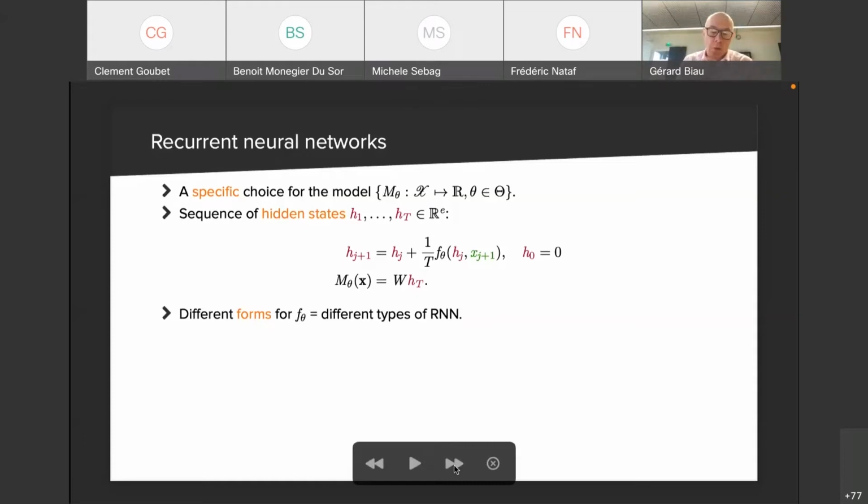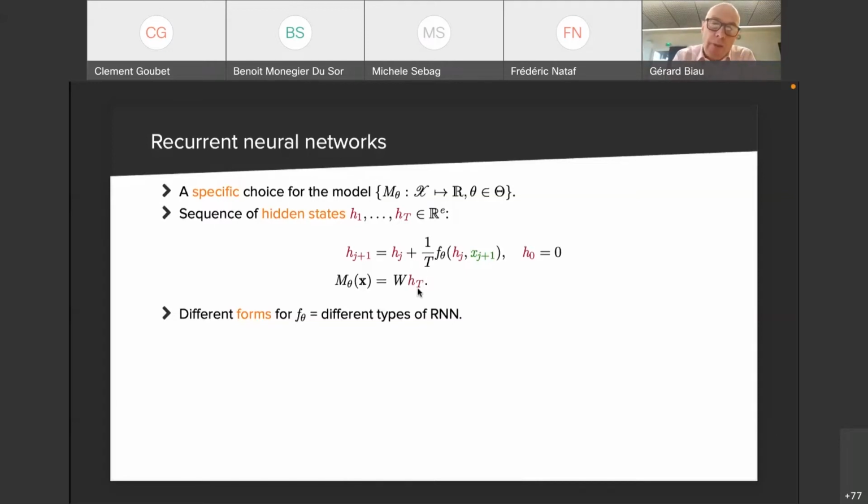We just say that we have a hidden mechanism that passes from time t to t+1, so we jump from 1 to 2 to 3 until capital T. And this hidden process, the way it is built, uses the observations that we effectively see on the curve. At the end of the curve, we have h_T, and we assume that the output of the model is just W, which is just a matrix, something linear, applied to the last time instant of the process.